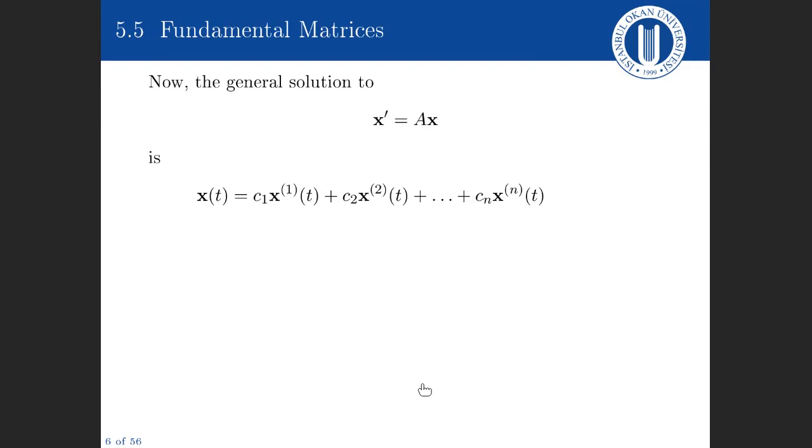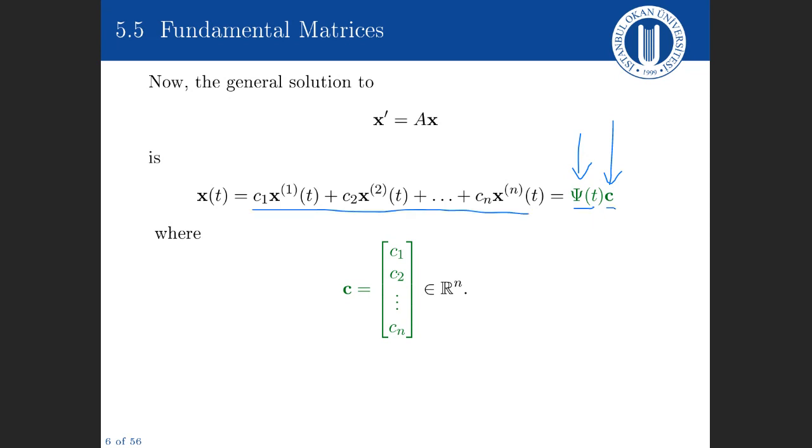Now, the general solution to x prime is equal to Ax, where A is a square matrix of constants, a member of R n by n, an n by n square matrix of numbers. Remember that the general solution is a linear combination of the elements of the fundamental set of solutions. We can write this in terms of matrices. This is equal to the fundamental matrix multiplied by a constant vector, where the constant vector is c1, c2, up to cn. If we take our square matrix and multiply it by c, we get exactly c1 x1 plus c2 x2, etc. In other words, instead of writing our general solution in this long way, we could just write it as the fundamental matrix multiplied by a constant vector.